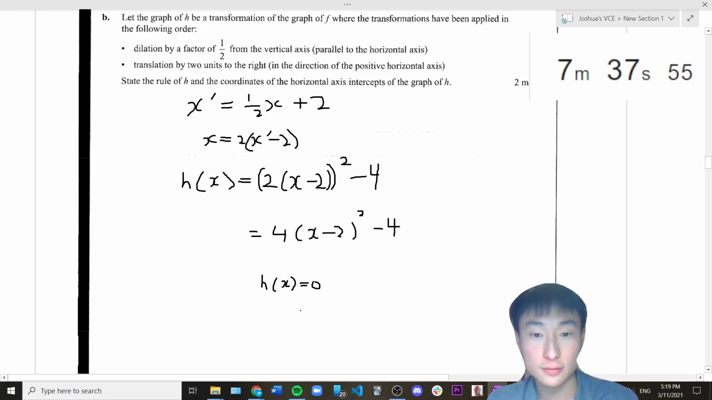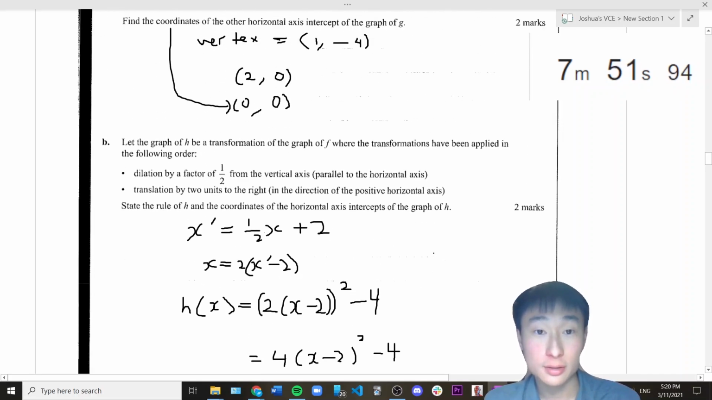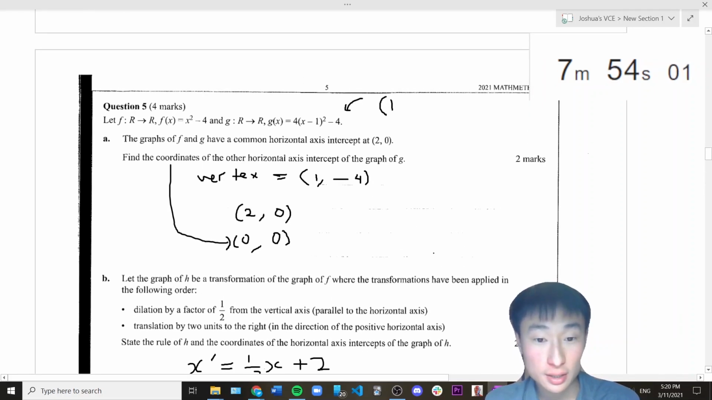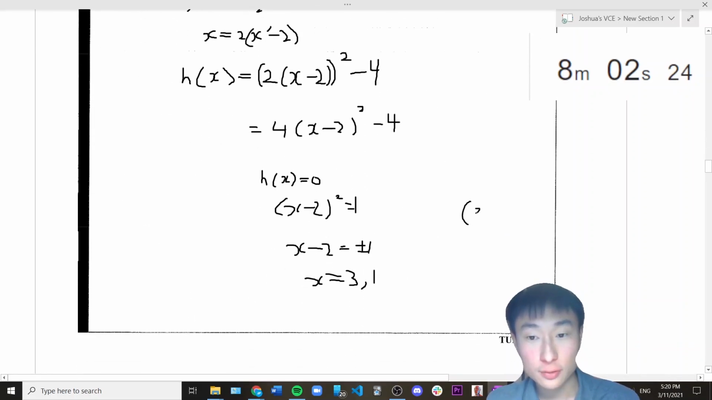So 4 times x minus 2 squared is equal to 4, so x minus 2 squared is equal to 1. Very important, if you have had a look at my other videos, x minus 2 is equal to plus or minus 1. So x is equal to 3, or it's equal to 1. So the two intercepts are 3 and 1. Cool. That looks right. 3, 0, 1, 0.